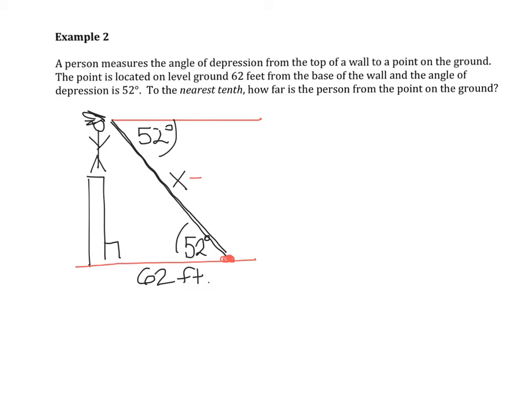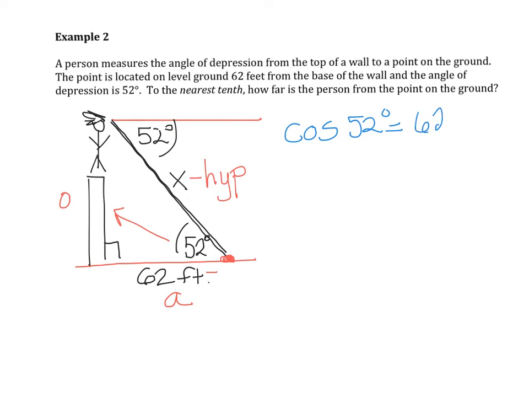So the value of x is what I'm looking for. The side that's opposite the right angle is the hypotenuse. Across from the angle that we're talking about is the wall. And the only side that's left is the adjacent. So we're using the adjacent and the hypotenuse. That leads us to believe we're using the cosine function. So cosine of 52 degrees is equal to the adjacent 62 over the hypotenuse x.